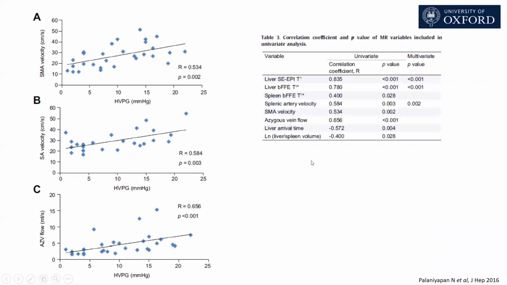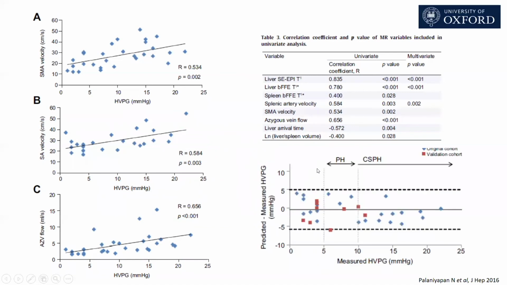And what they've done in this study is they've looked at a multivariate model where they've done univariate and then multivariate analysis to identify the independent variables for predicting HVPG, and they've identified liver T1 and splenic artery velocity as the two measures that are independent in this multivariate model. And what they've shown is that, again, in an original cohort and a validation cohort, the predicted HVPG using this model is not different from the measured HVPG. Again, showing promise as a technique that could be used to measure HVPG.